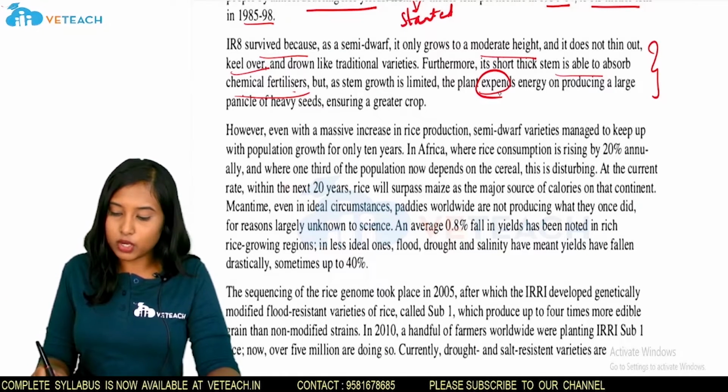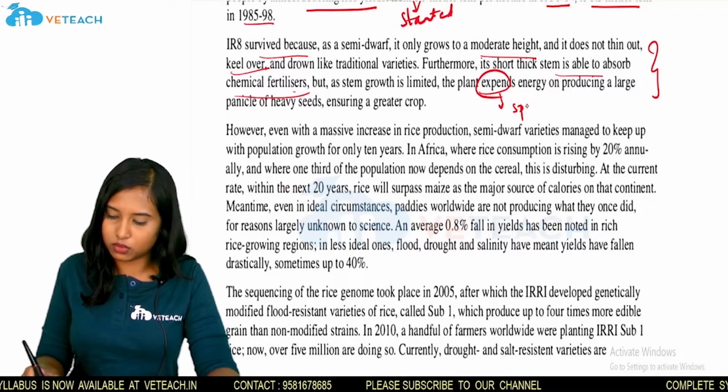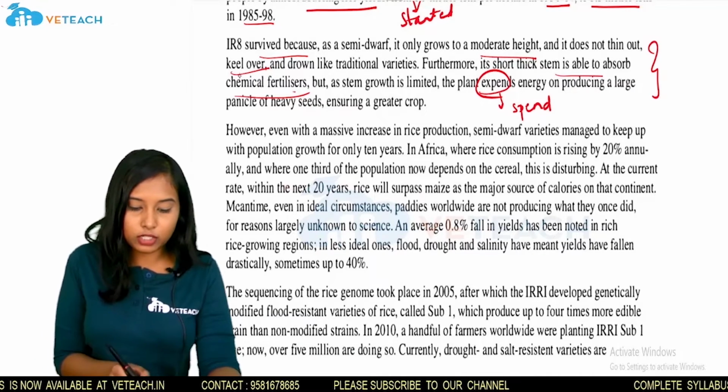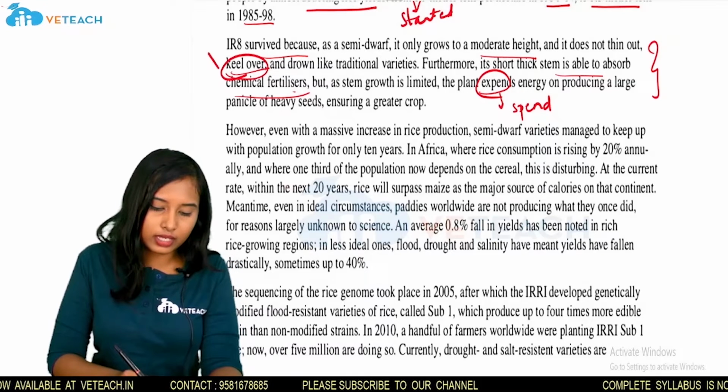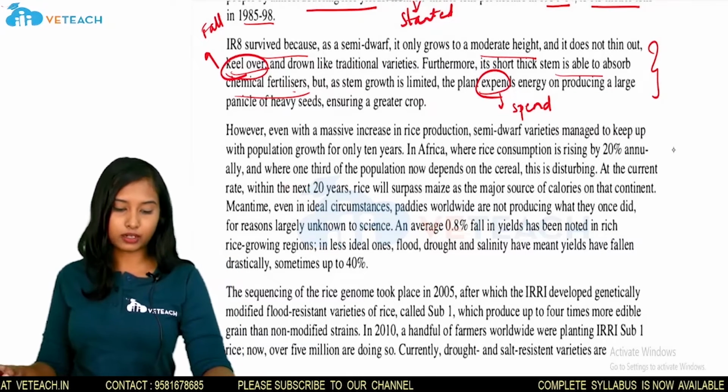Now, in this passage, what is the meaning of expend? Expend means spend. And what is the meaning of keel over here? Keel over is fall over. Moving on to the next paragraph.